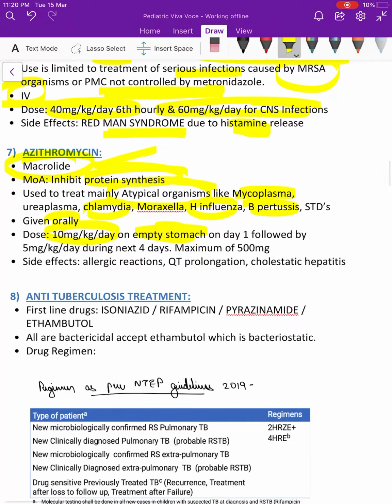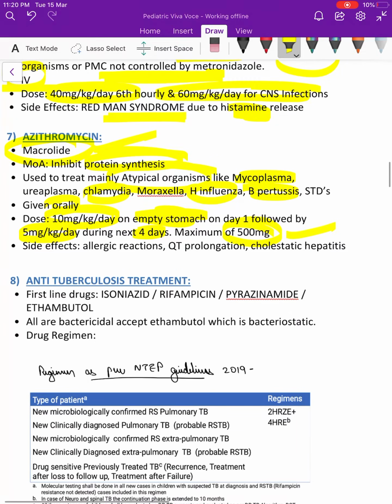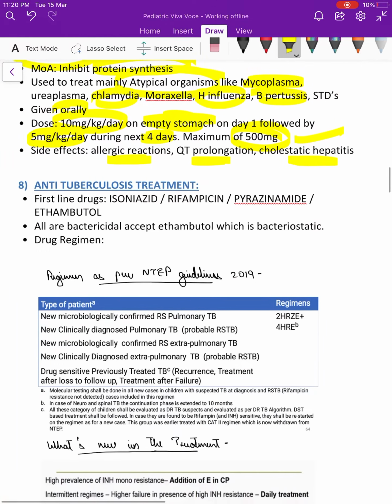Okay, that is followed by 5 mg per kg per day during the next 4 days. Maximum of 500 mg. Fine. Side effects include allergic reaction, QT prolongation, cholestatic hepatitis, etc. How is it available? It is usually available as 500 mg tablet or 250 mg tablet.